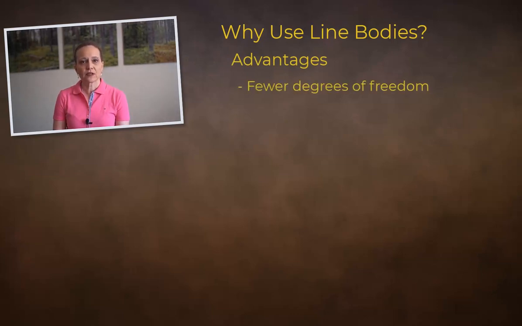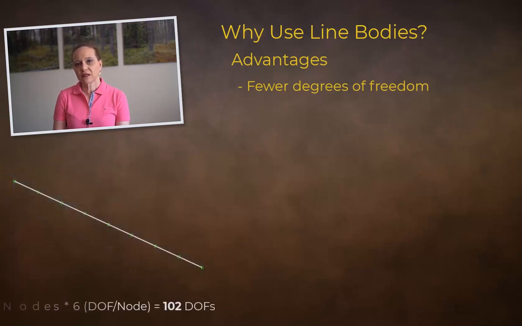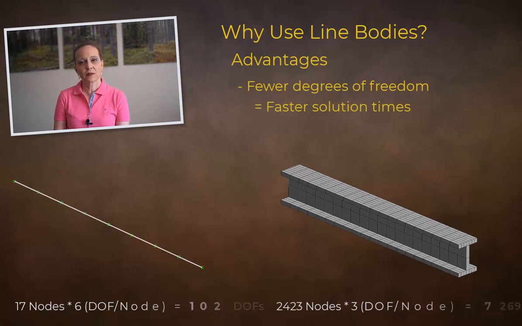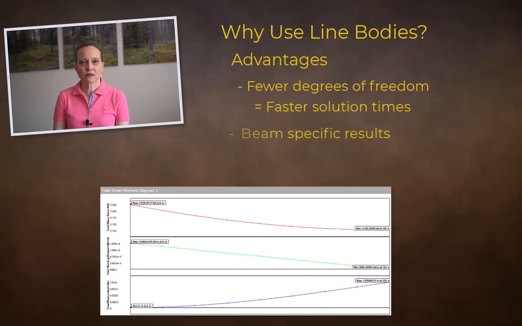As an example, let's compare the number of degrees of freedom for this I-beam. If we mesh it with a line body, we can see we have significantly fewer degrees of freedom compared to the other element topologies, and this translates into faster solution times. Another big advantage to using line bodies is the direct output of commonly requested beam results, such as axial, bending, torsion, and shear forces and moments.